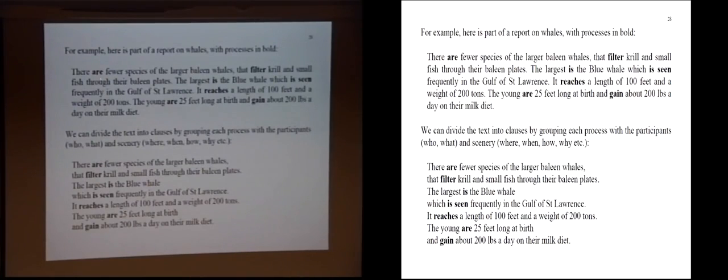So we can say, okay, we take this as the core and then the things that go along with it. In this one, you filter krill. So the krill are the thing that gets filtered, and the small fish as well, using the baleen plates. So these go together. We can say here that there are fewer species of the baleen whales. That's one chunk. That filter krill and small fish through their baleen plates, that's another chunk, built around these processes. The largest is the blue whale, another chunk, which is seen frequently in the Gulf of St. Lawrence. And each of these is a chunk that we can isolate by identifying the process and seeing what goes together with that bit.